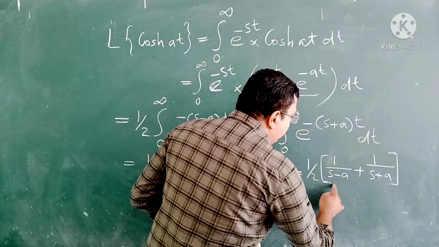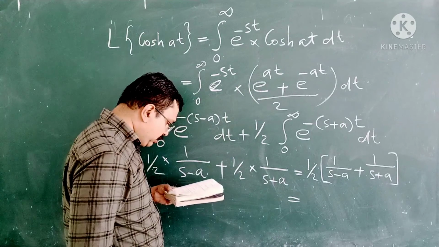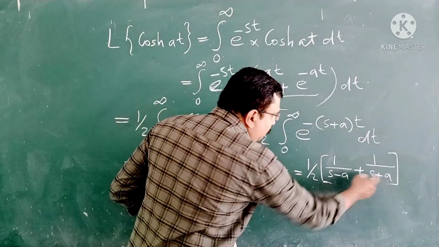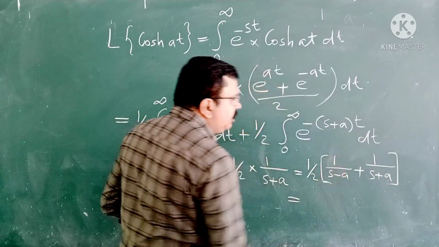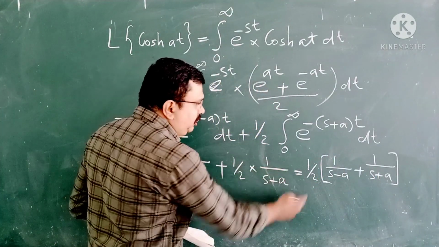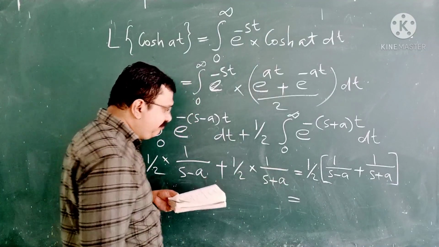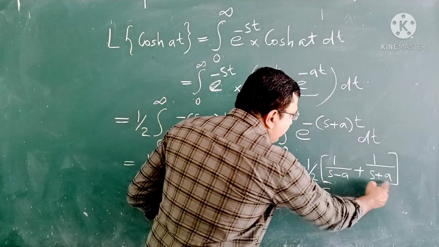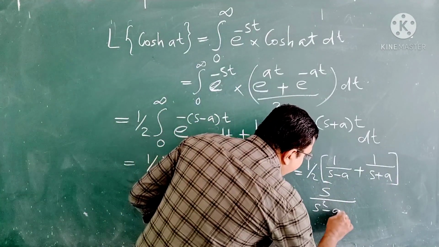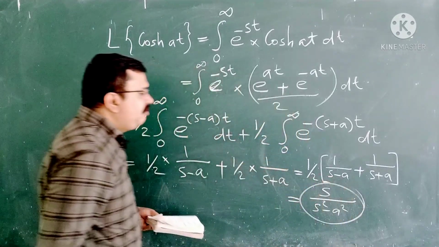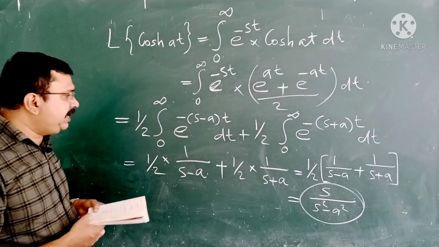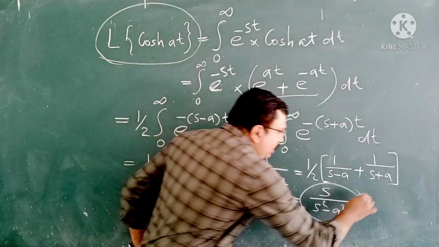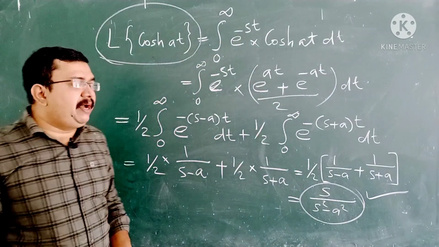When we are solving these two, we get, when we are taking s plus a plus s minus a, that is 2s divided by 2. 2 can be cancelled, then the final answer is s by s minus a into s plus a, which is s square minus a square. This is the final answer. Therefore, remember that L of cos h at is equal to s by s square minus a square.